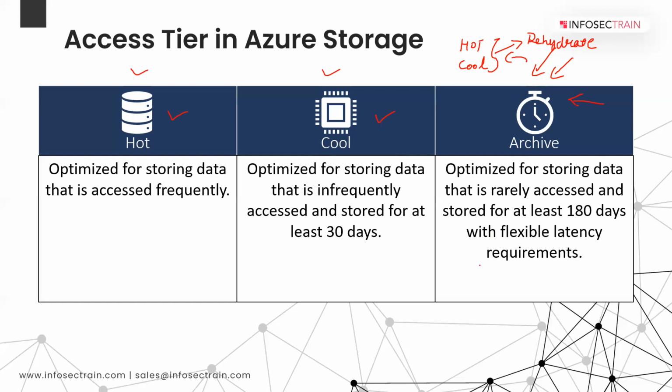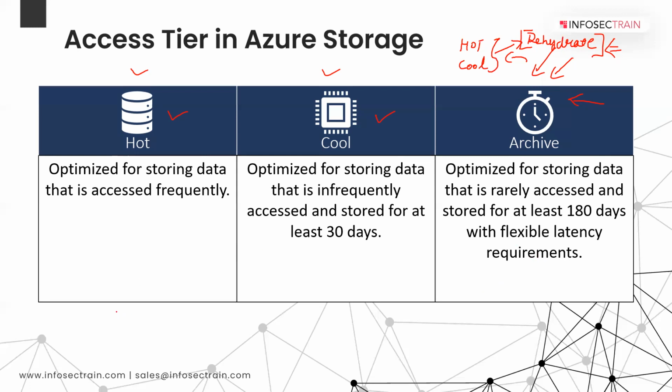So data optimized for being rarely accessed and stored for at least 180 days, with flexible latency requirements, that would be your archive data. When you are storing this data in the archive, the storage cost is the minimum. And when you are rehydrating it, the cost associated with accessing this data is going to be higher. So you have to rehydrate that data, and then it is going to be available.